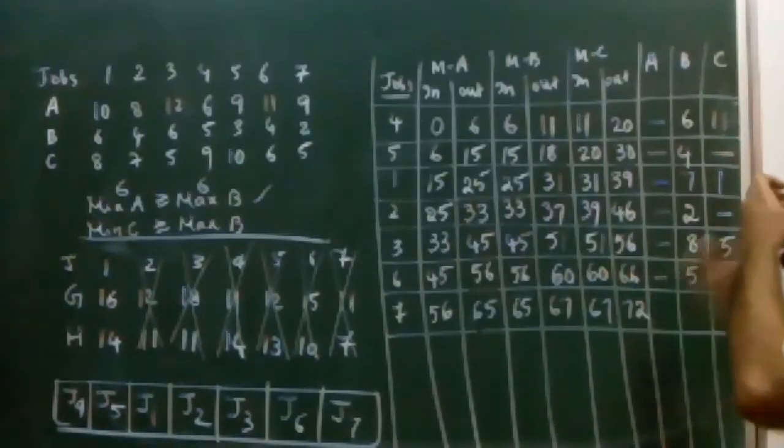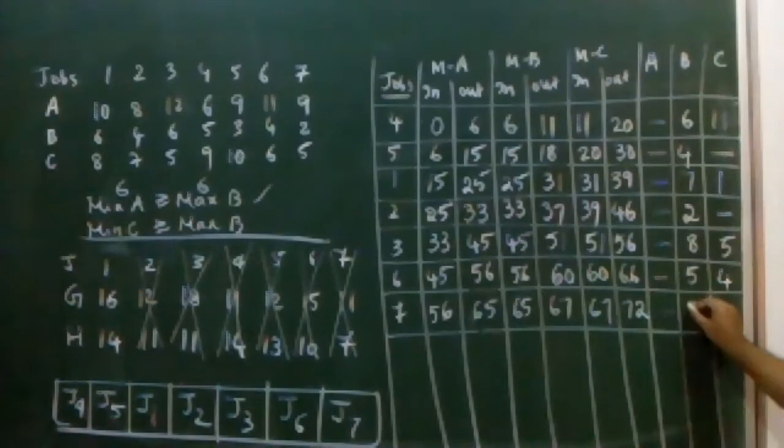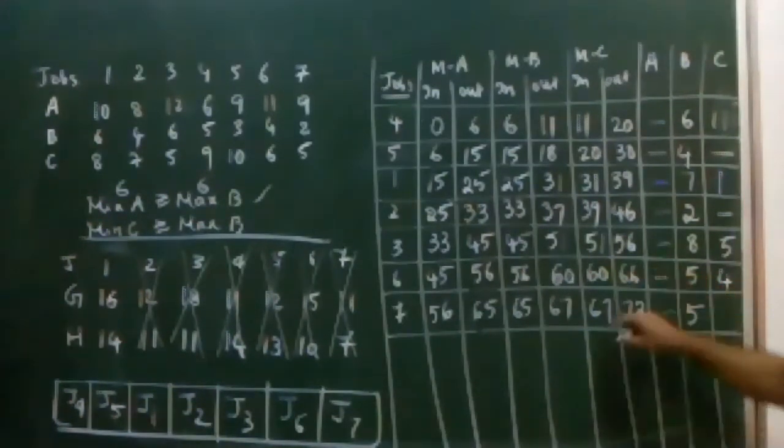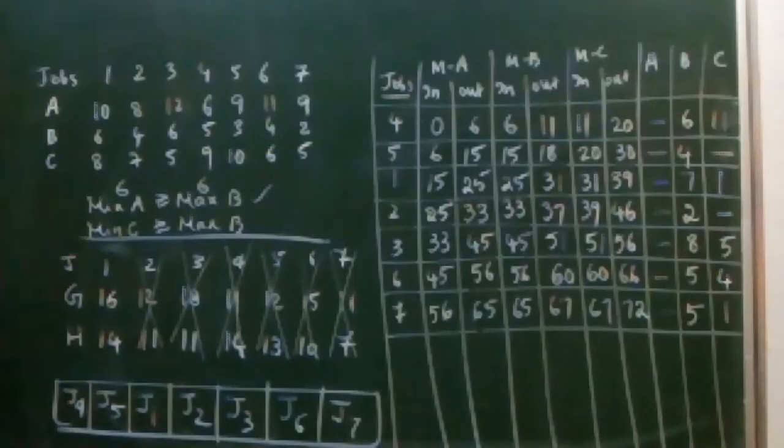72. No idle time here. There is an idle time of 5 and here an idle time of 1. I think now we have completed all the calculations.